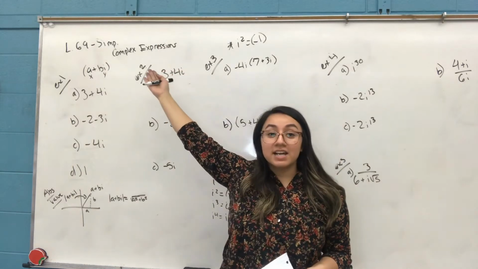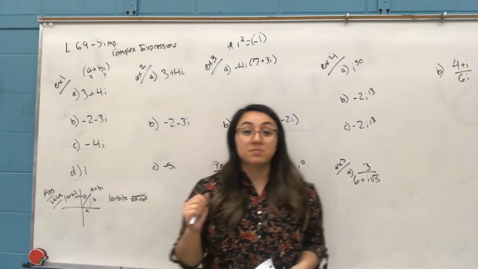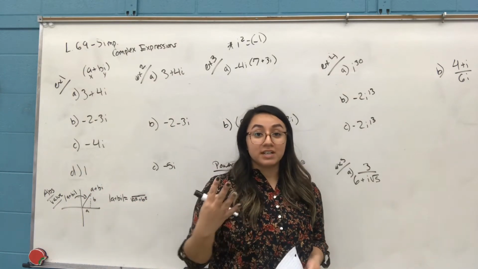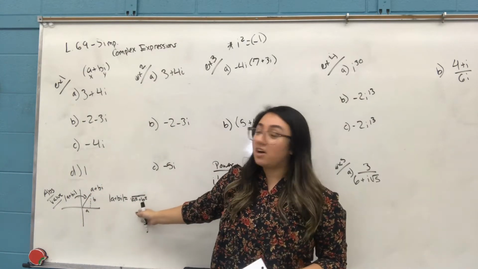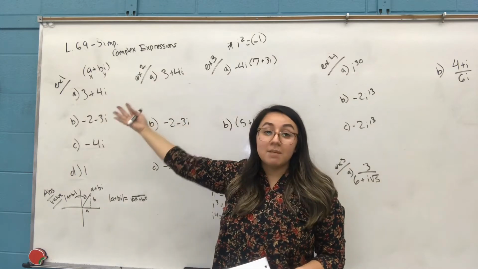Here is lesson 69. That is page 489 in your book. Make sure you turn to that page while you're looking at the video. This is going to be kind of long, so let's go ahead and follow along. This is with complex numbers.